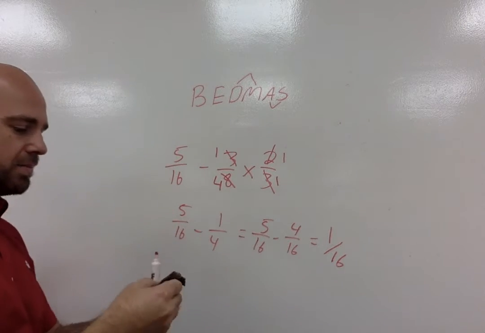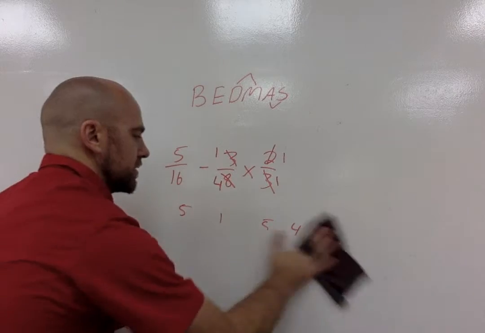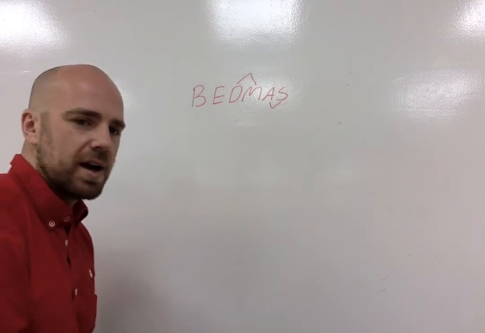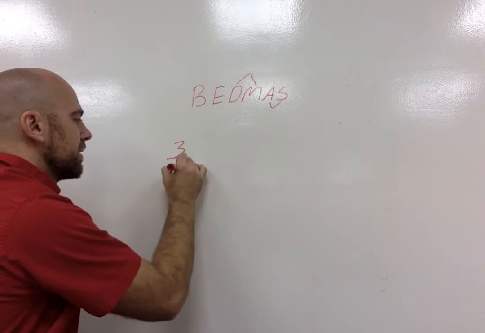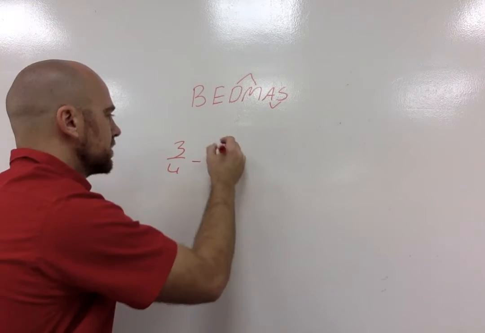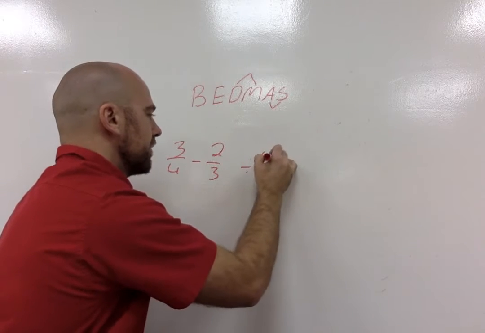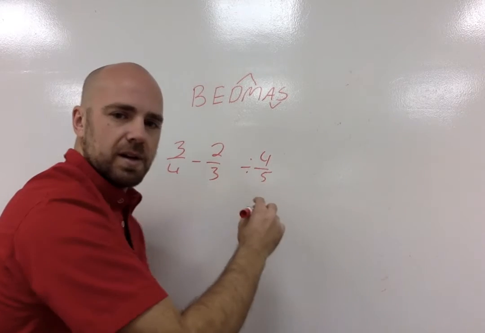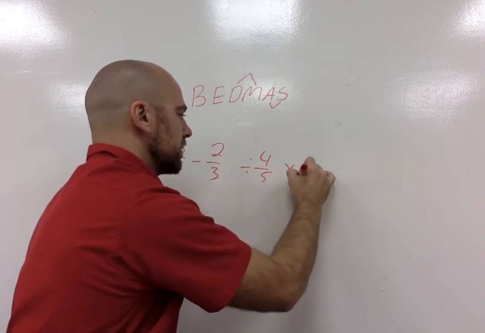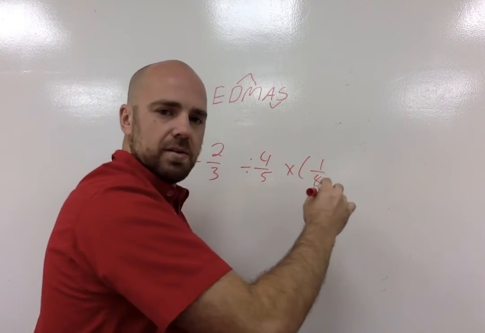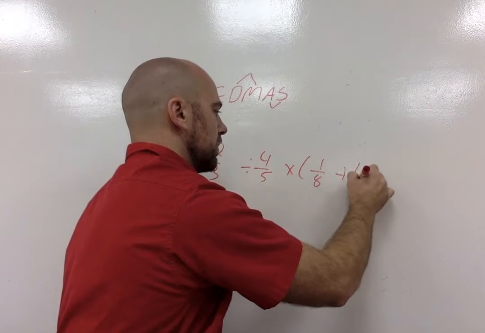All right, let's try the next question. This one's going to be a little bit longer. Once again, feel free to pause as you wish. So if we have 3/4 minus 2/3 divided by 4/5 times, oh, hold on, we got a bracket. So 1 over 8 plus 1/4.